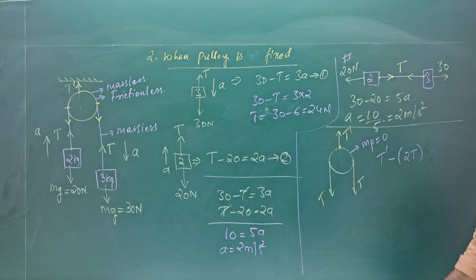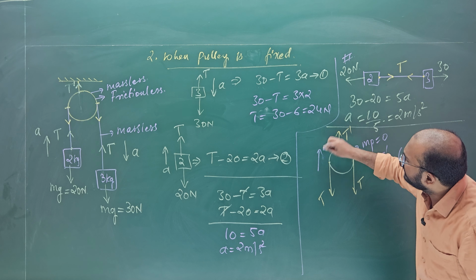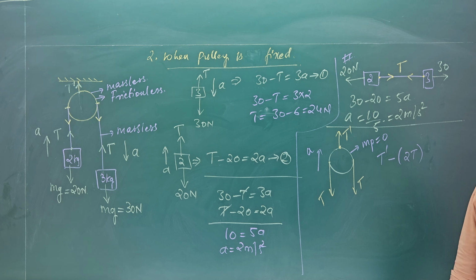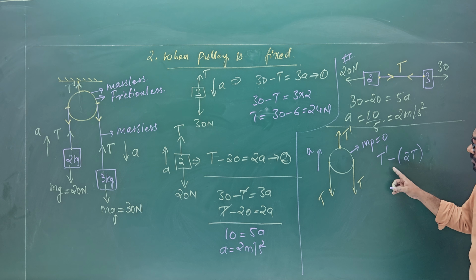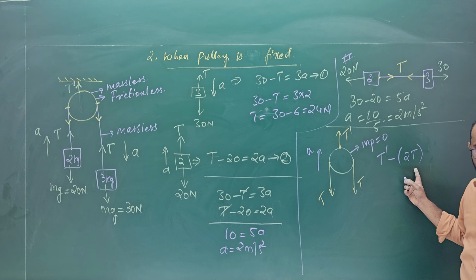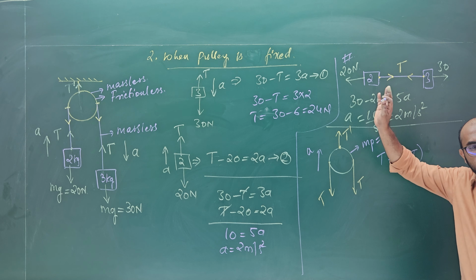T dash minus 2T. Let's say this one is accelerating in the upward direction. Then T dash minus 2T. If I say accelerating in the downward direction, obviously I would be writing 2T minus T dash. Either take the upward direction or the downward direction.